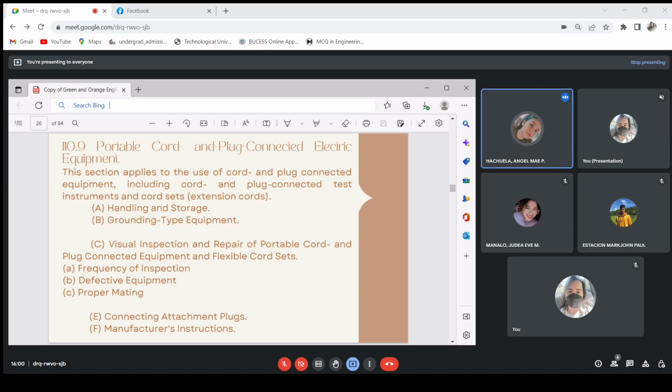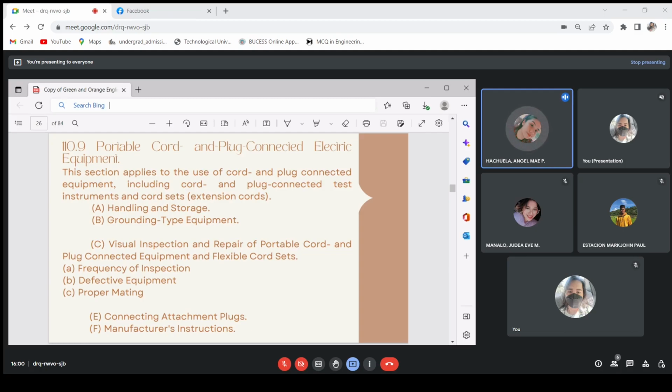frequency of inspection. So, before each use, portable cord and plug connected equipment shall be visually inspected for external defects such as loose parts or deformed and missing pins, and for evidence of possible internal damage such as pinched or crushed outer jacket.